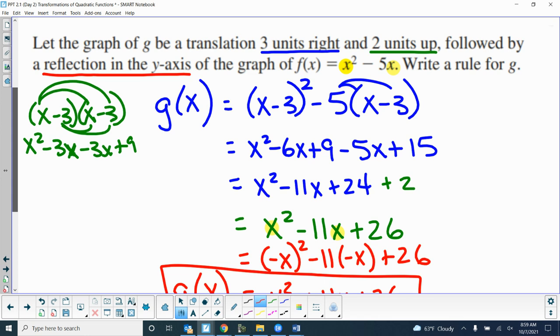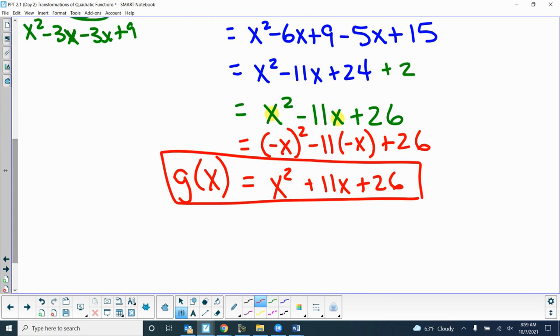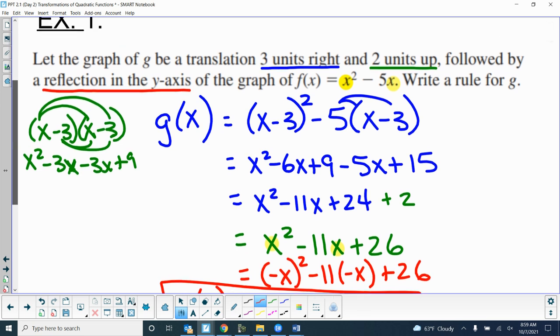Okay? One step at a time, though. It would be very hard to go from just reading that problem and writing the final answer. I probably couldn't even do that. All right? Just do it one at a time. Now, let me show you a little shortcut. This is always going to be true.